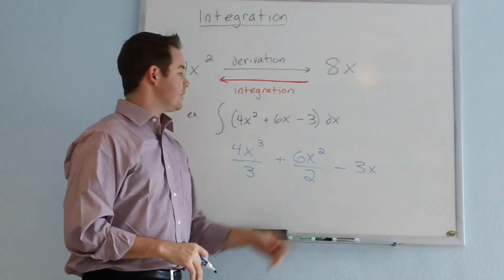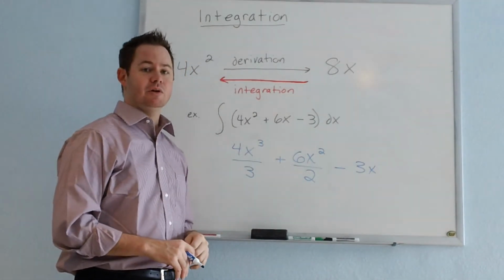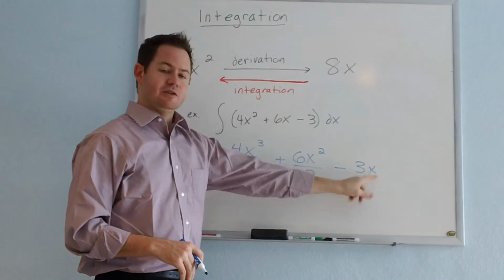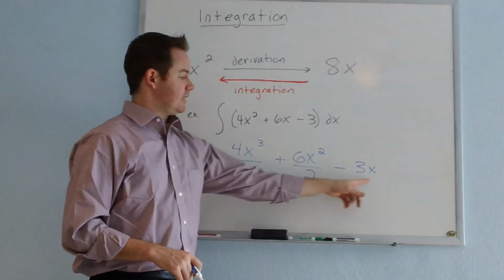And the easy way to remember that is just anytime you see a constant number, when you take the integral, you just place the variable right after it. So we have minus 3x.